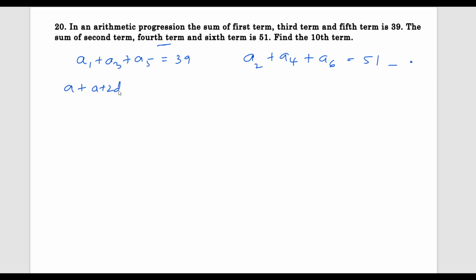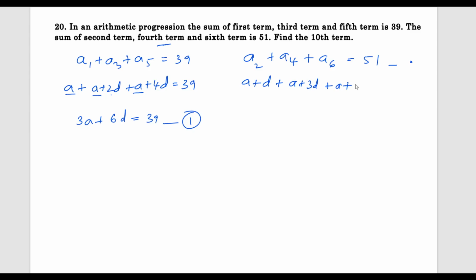What is a3? It is a plus 2d. What is a5? a plus 4d equals 39. Now a plus a plus a is 3a, plus 2d plus 4d is 6d, equals 39. Take this as equation 1. Now what is a2? a plus d. What is a4? a plus 3d. What is a6? a plus 5d equals 51. Now a plus a plus a is 3a, plus d plus 3d plus 5d is 9d, equals 51.